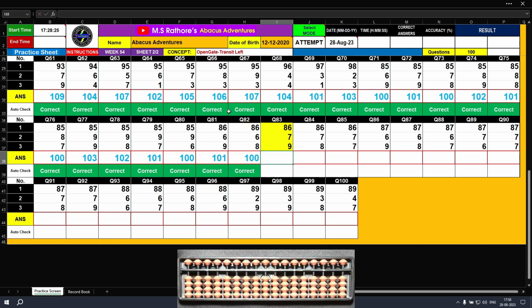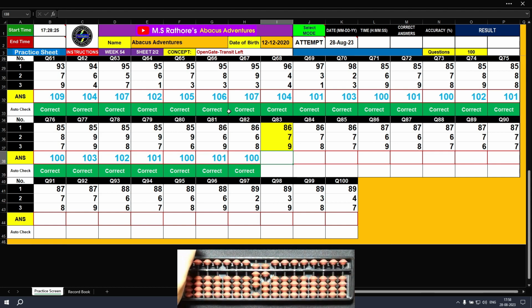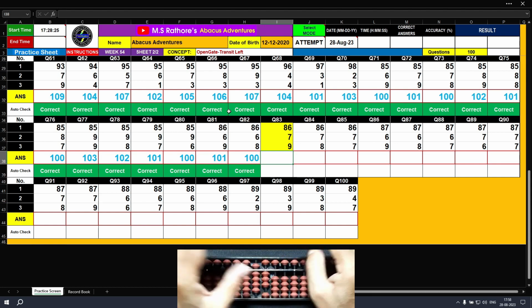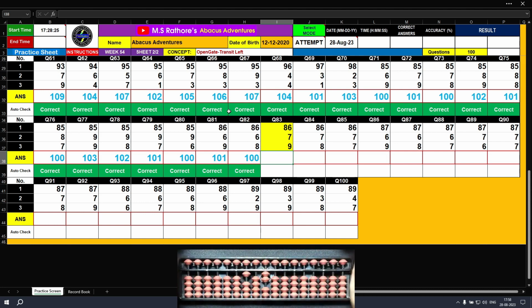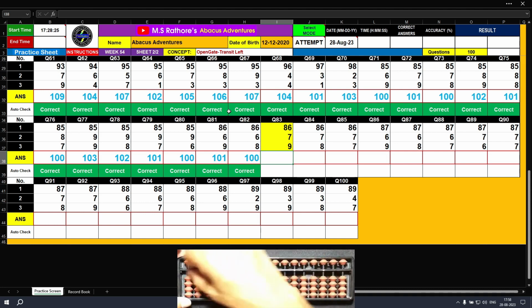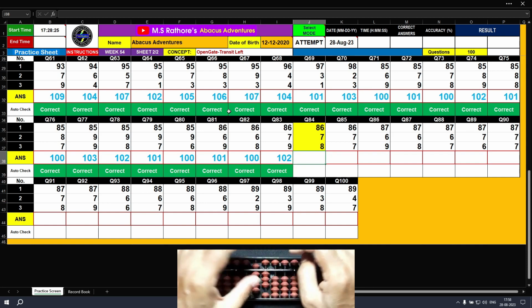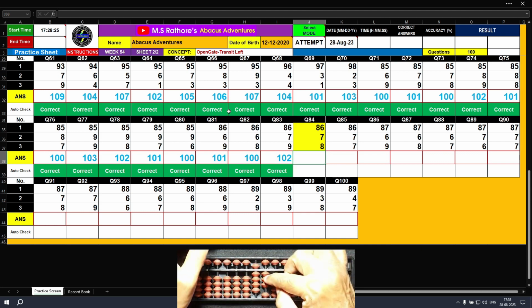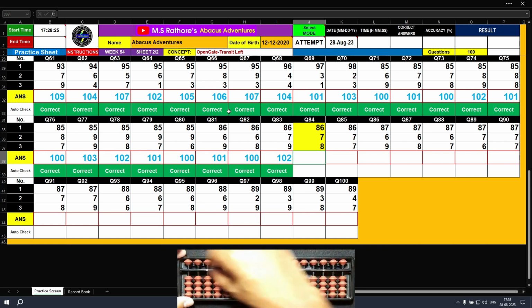Question number 83. Plus 80 plus 6 plus 7 plus 9. The answer is 102. Question number 84. Plus 80 plus 6 plus 7 plus 8. The answer is 101.